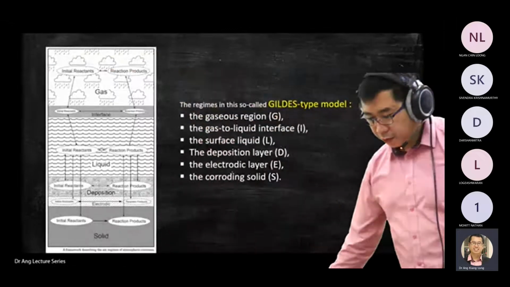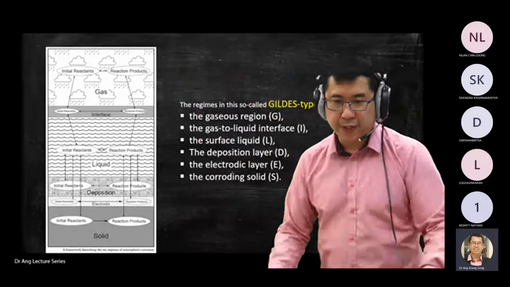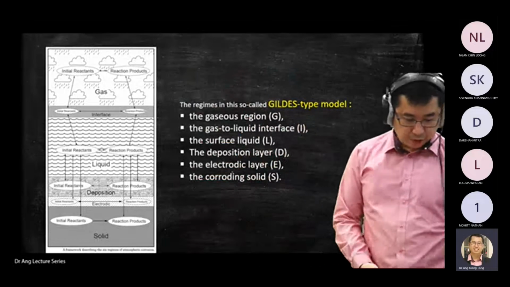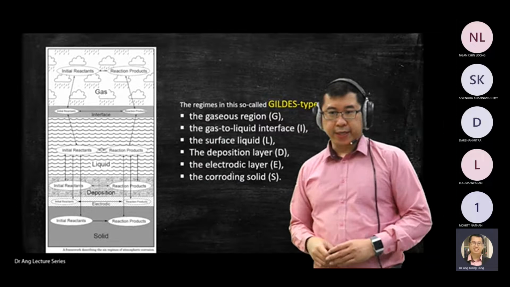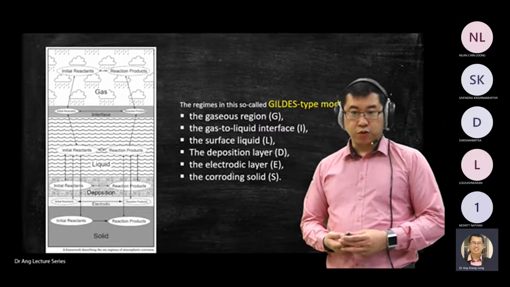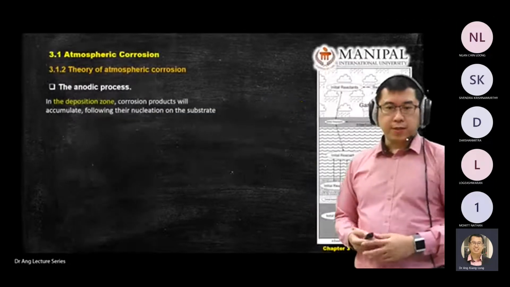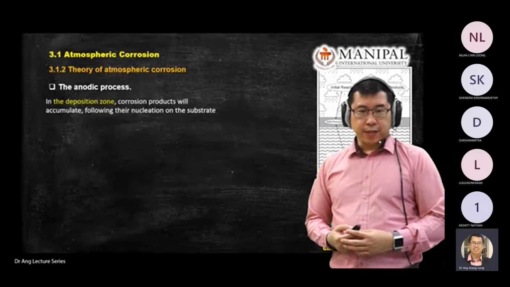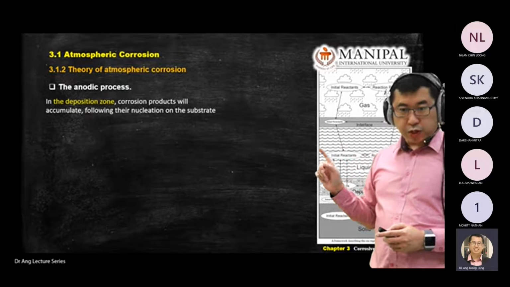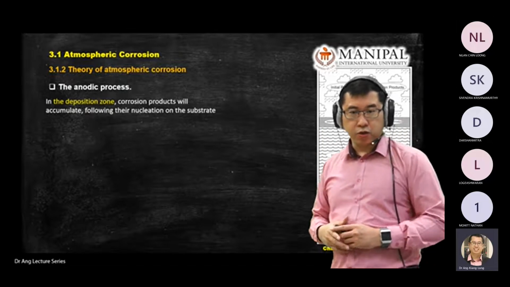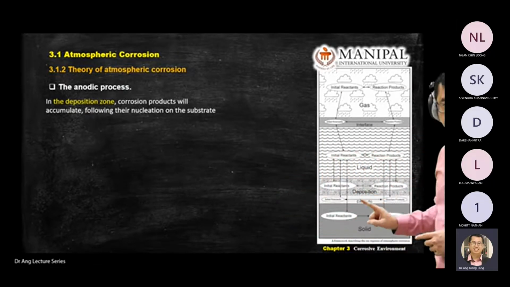Now, just now, before the break, we talked about the GILDS model, which is quite helpful when you want to explain atmospheric corrosion. All right. Next, we talk about the layer by layer, right? So we go into the deposition zone, which is here, right?